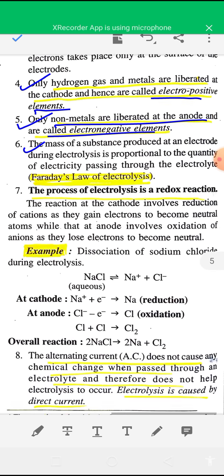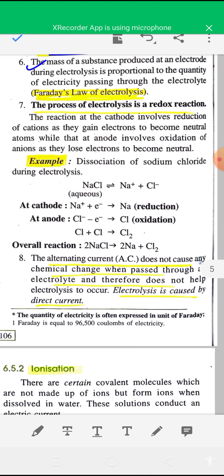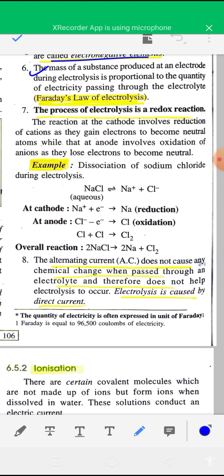I have already told that the process of electrolysis is a redox reaction, because both oxidation and reduction reactions take place at the two electrodes. At cathode a reduction reaction is taking place, at anode an oxidation reaction takes place.